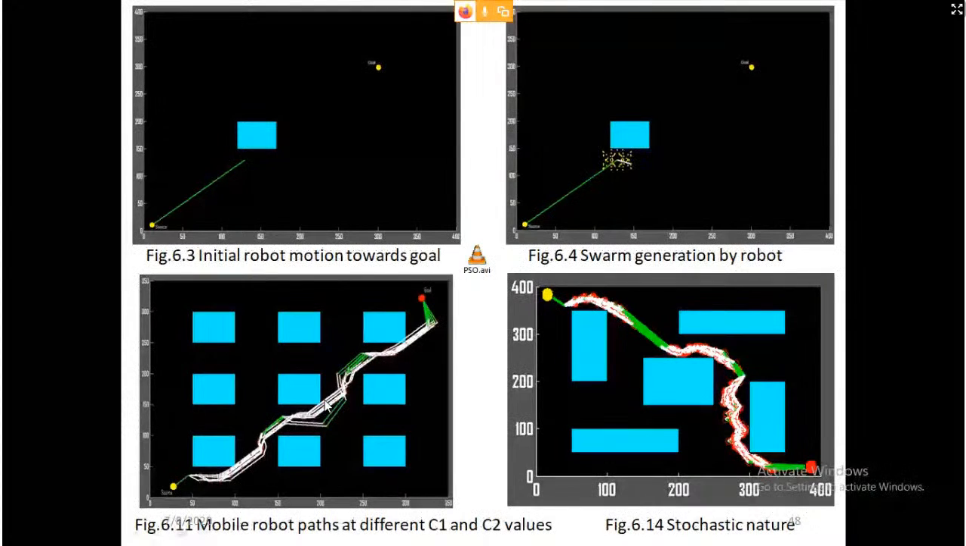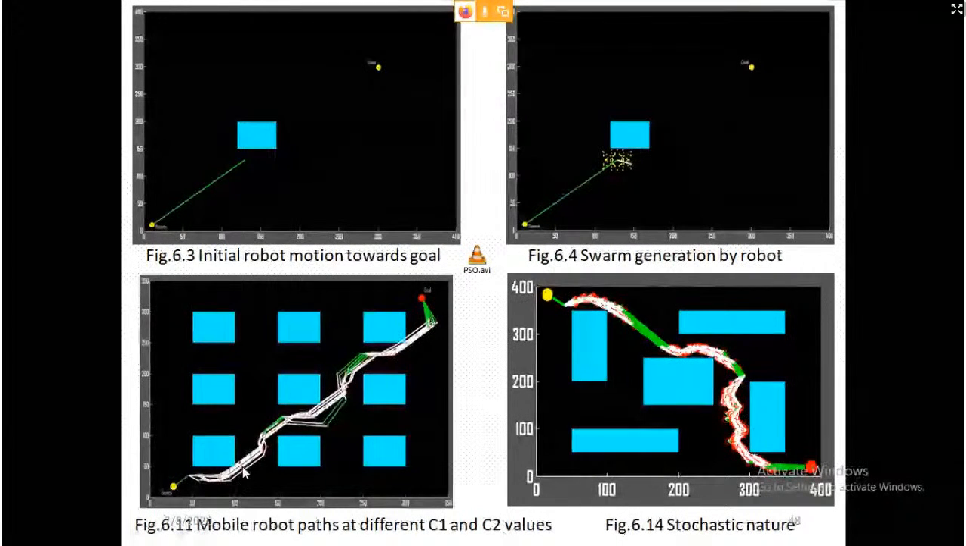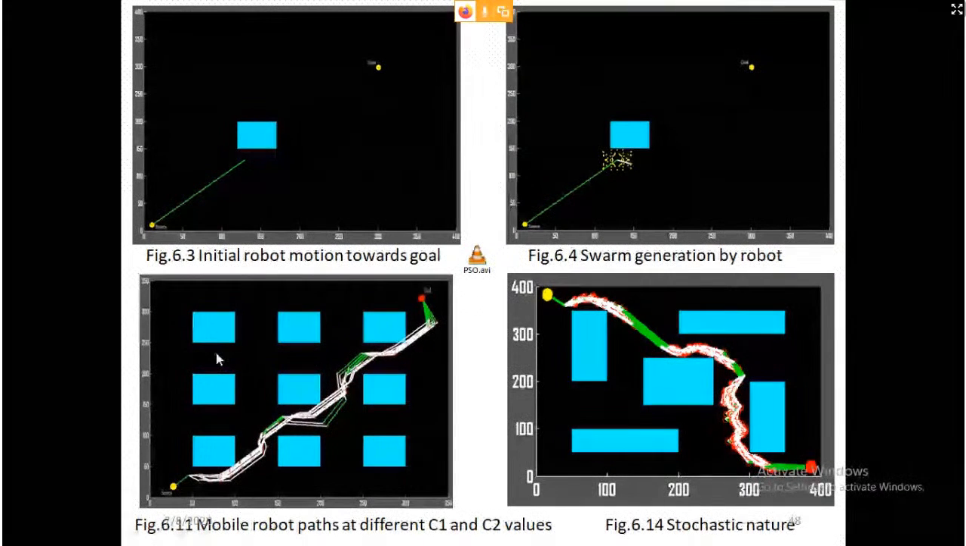So we should filter which paths those are, and properly tune the values to get a non-collision, or collision-free, path for the robot. These many paths are generated whenever I change the values of C1 and C2. As I said, C1 and C2 are the cognitive and social behavior parameters. While changing these C1 and C2, I am getting so many paths. The C1 and C2 values at which the collision happens, I should not consider. So this is one case. In the second case, in the fourth scenario, I changed the environment.